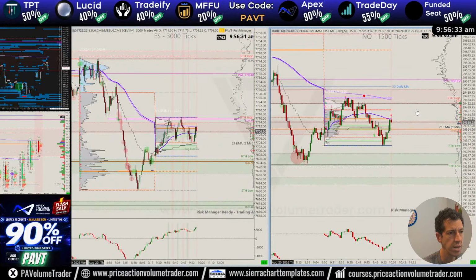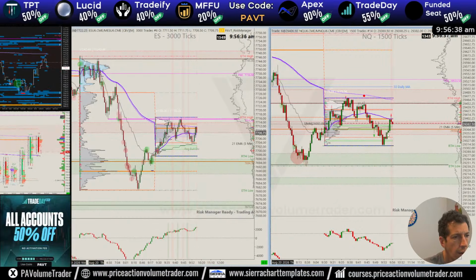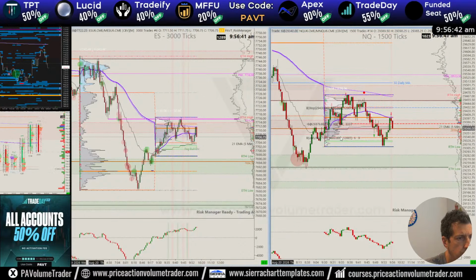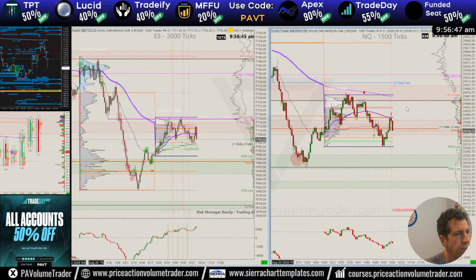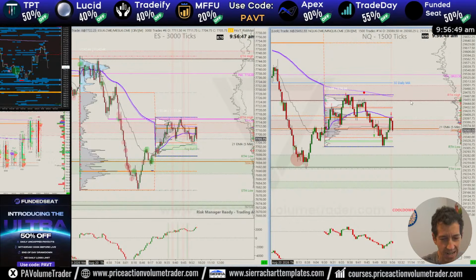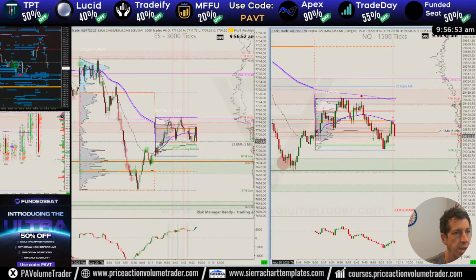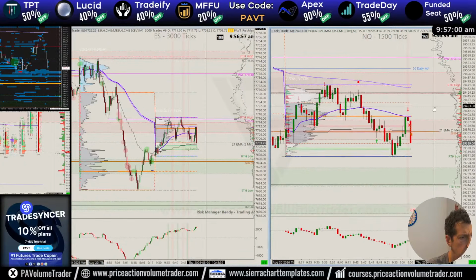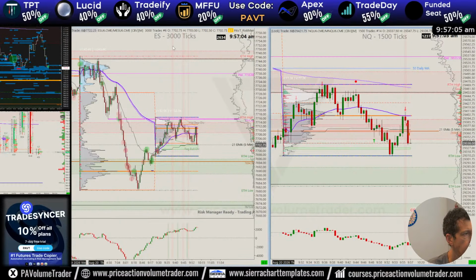We're getting a nice absorption here on NASDAQ. Let's try a short here. Right there. That's it, guys. I just made the $200 that I needed on this account. It's actually got a very nice follow through there.